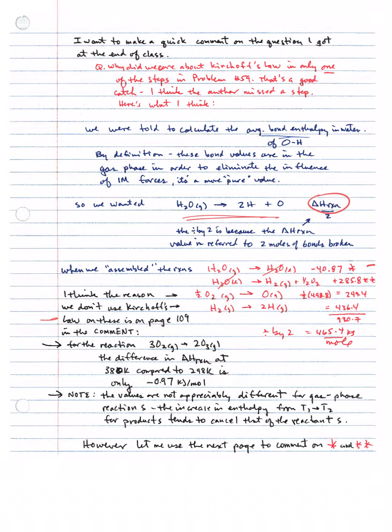And I said, that's a good catch. Then Colby asked the question. I think the author made a mistake. He missed a step. Here's what I think on this problem. So we were told to calculate the average bond enthalpy in water of an OH single bond. Now, by definition, those bond enthalpy values are in the gas phase in order to eliminate any influence of intermolecular forces. It's a more pure value. So bond enthalpies are measured in the gas phase.